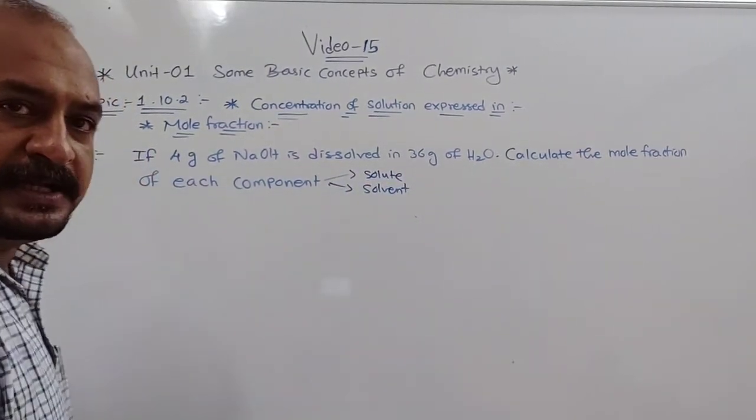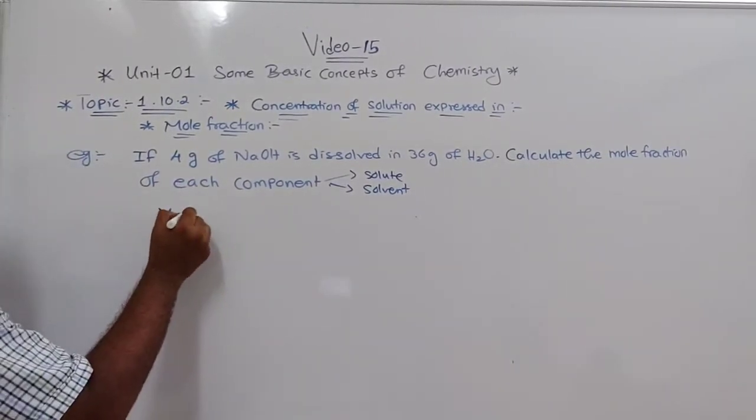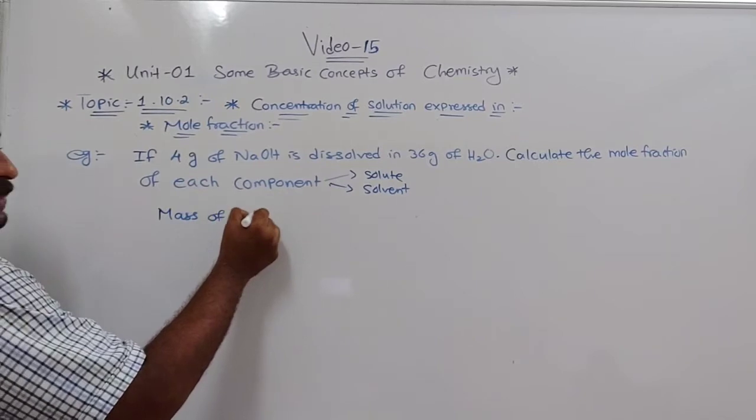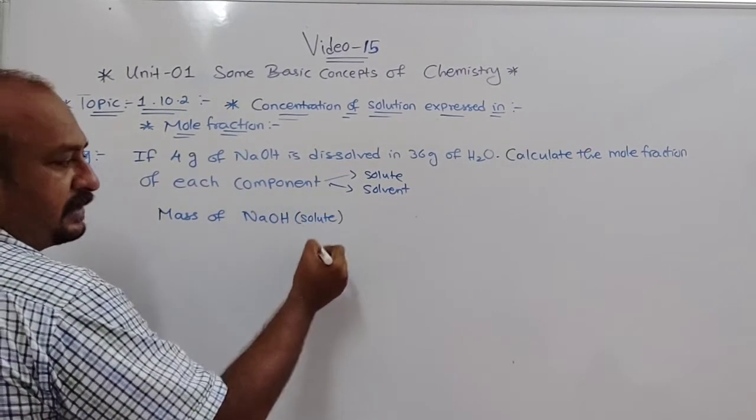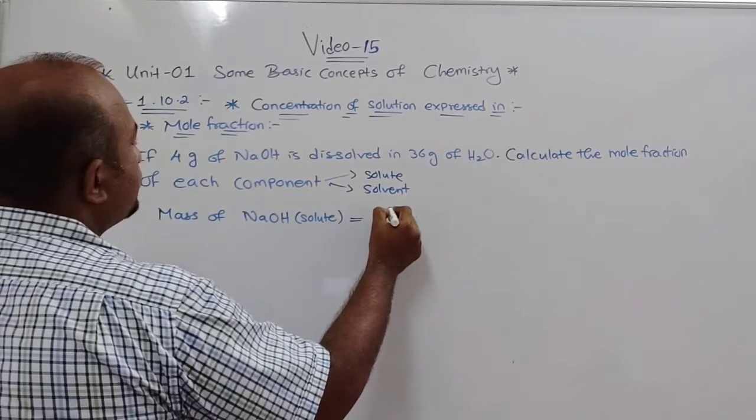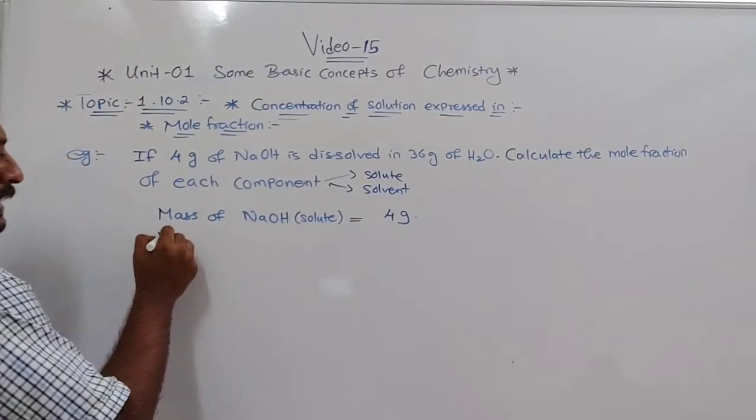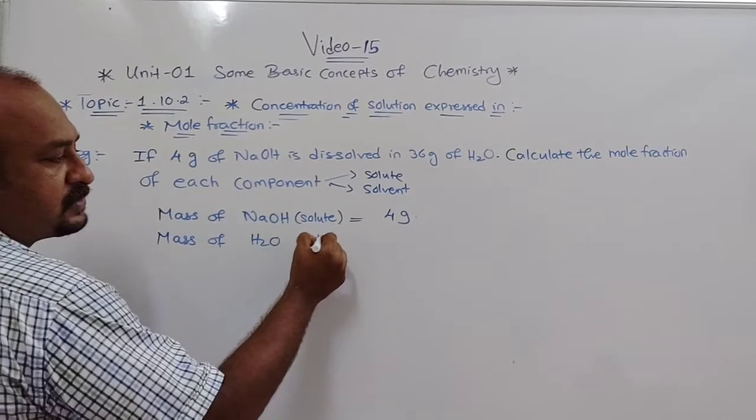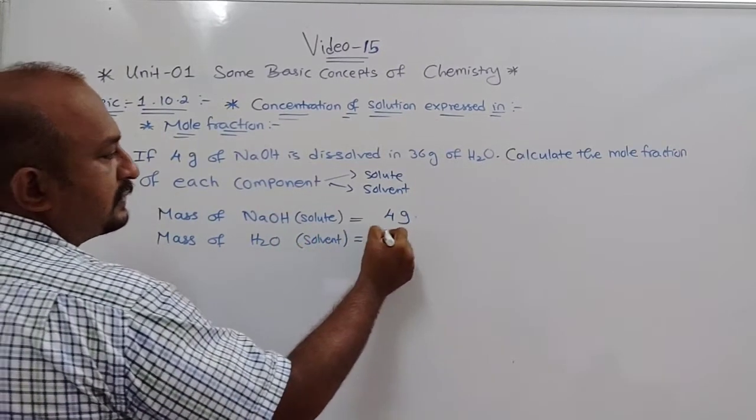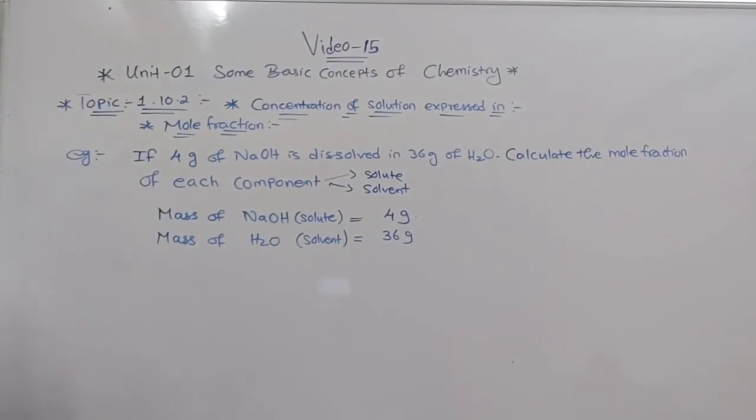Before that I will write a few things which are given. Mass of NaOH, which is the solute, is 4 grams. Same way, mass of water is also given. Water is used as the solvent here, so the solvent is 36 grams. Here, 4 grams and 36 grams.